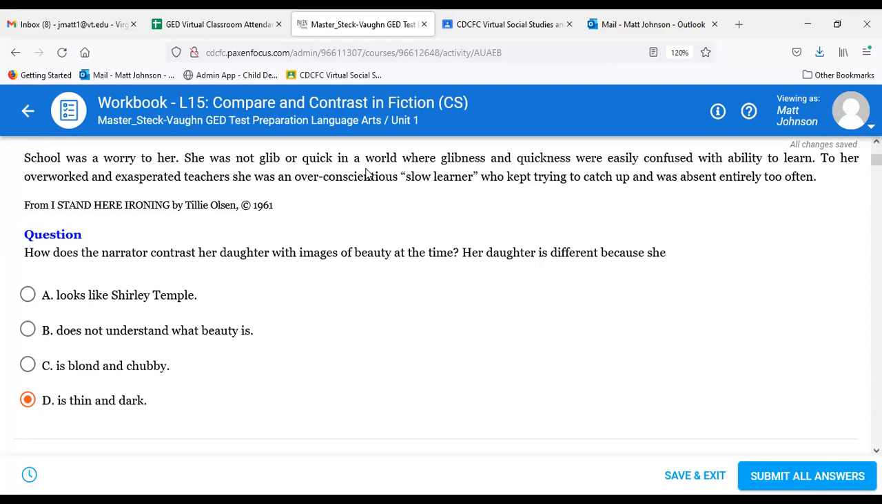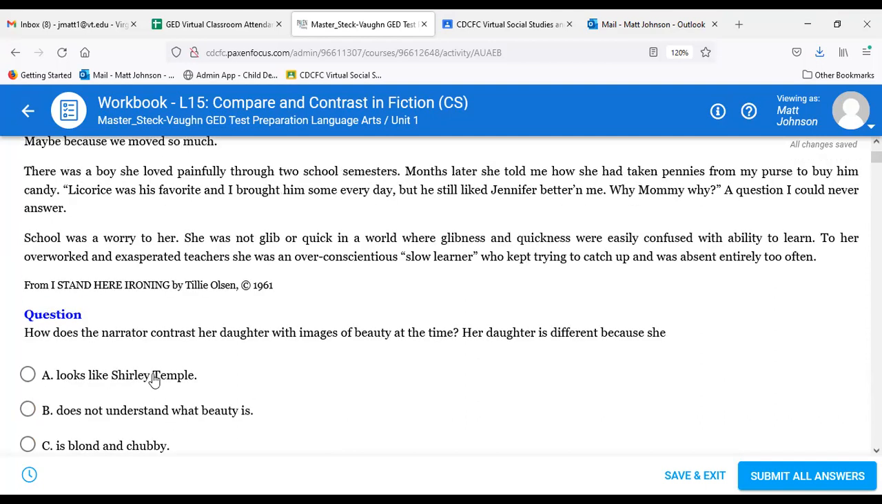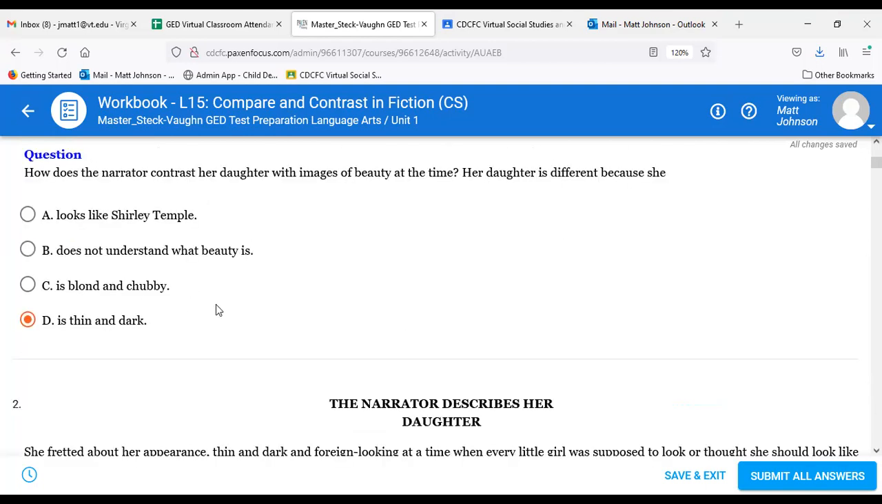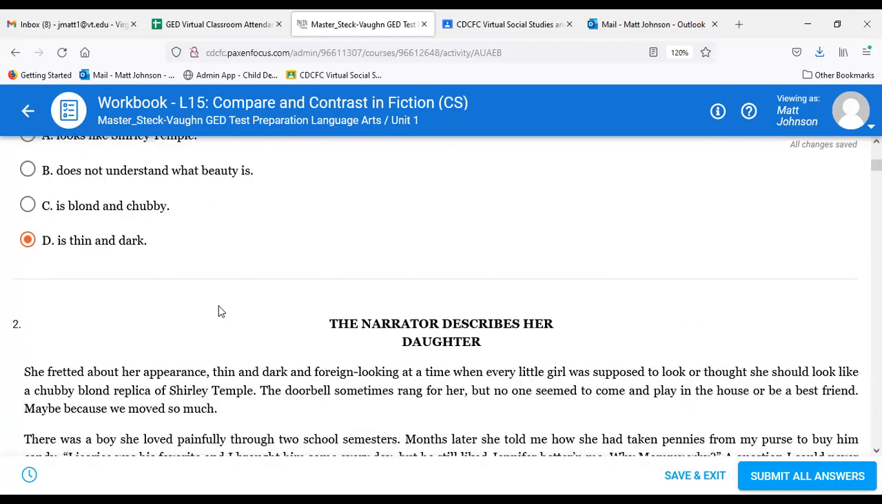So keep in mind, when you're looking at those, when was that written? Because it could also give you some context as far as what the answer should be. So thin and dark at that time in 1961 would be contrasted to her daughter, who would be considered more attractive at that time. So D is in dog for number 1.